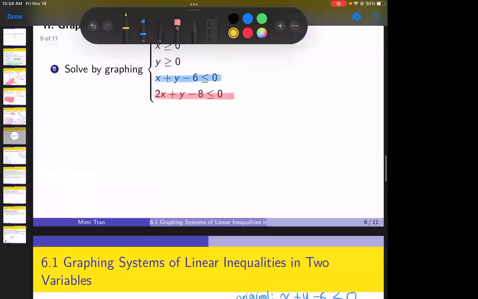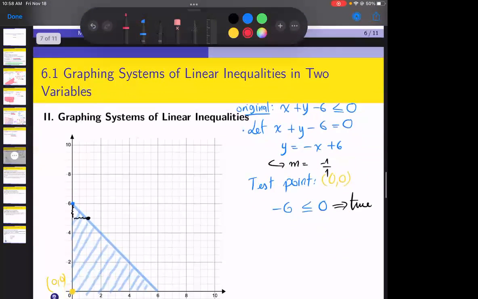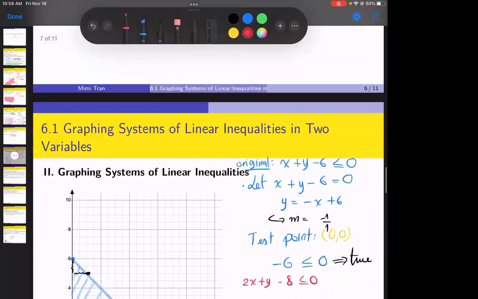Right, you gotta do the second one. 2x plus y minus 8. All right, you gotta do that one.